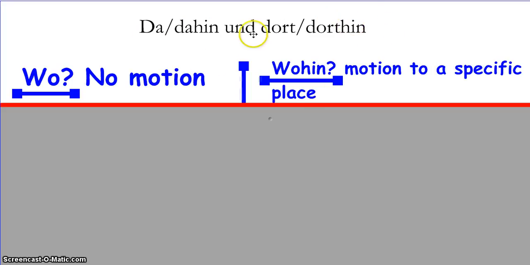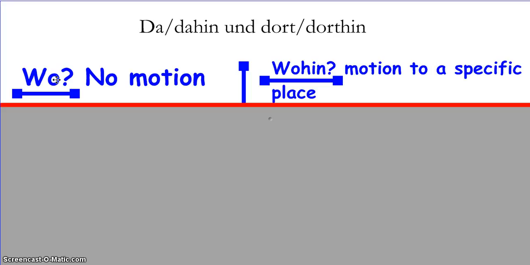So da and dort are going to indicate wo, or no motion. Dahin and dorthin will be used when we're talking about motion. So we've seen the hin before in wohin, where to, versus wo, which means where. Now, a lot of this information will only benefit you if you've already had the two-way prepositions.